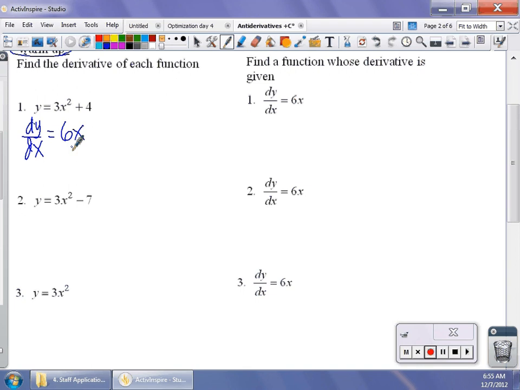So notice that in these two, the base function 3x squared is the same, and then in the first function we have a plus 4, which shifts the parabola up 4 units vertically, and in number 2, the parabola is shifted down 7 units vertically. However, the derivative is going to be the same. The derivative on the left-hand side, the derivative of y, is dy/dx, and the derivative on the right-hand side is 6x. So we have two functions that have the same derivative.